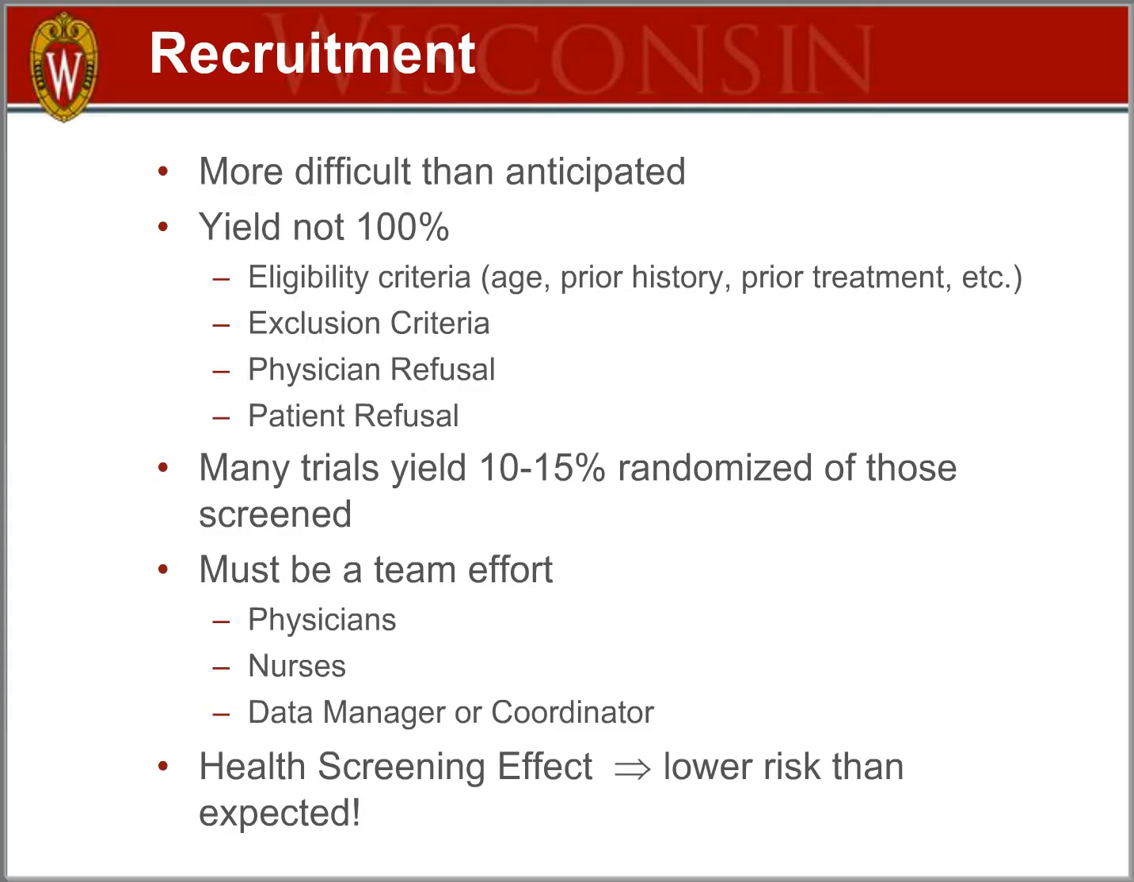Over the years, we've come to appreciate that the yield in a trial from all the patients who you see in your clinic or in your practice is not 100%, but in fact, more like 10, 15, or 20%. So that means that if you're doing a trial, you need to screen a lot of patients, 100 patients to get the 20 that you're looking for. Another lesson is that recruitment is a team effort. It's not just the principal investigator or the lead physician, but a team of nurses, data managers, and coordinators.